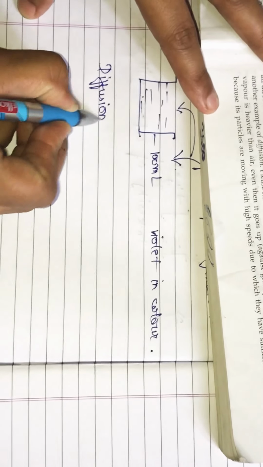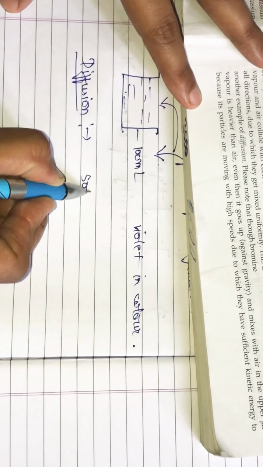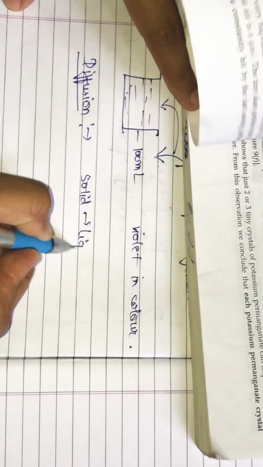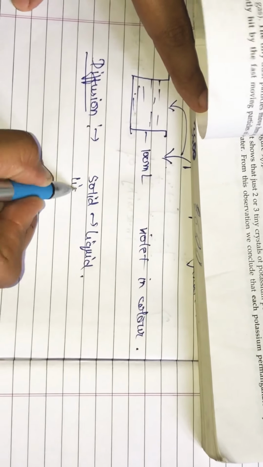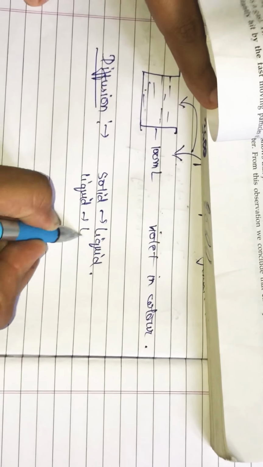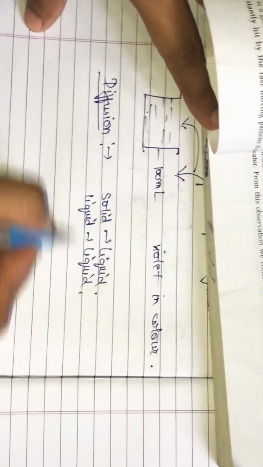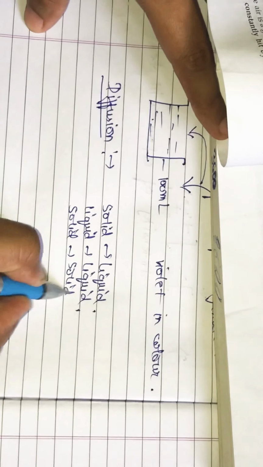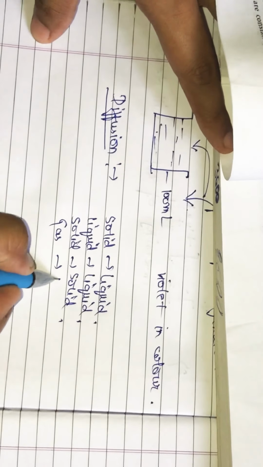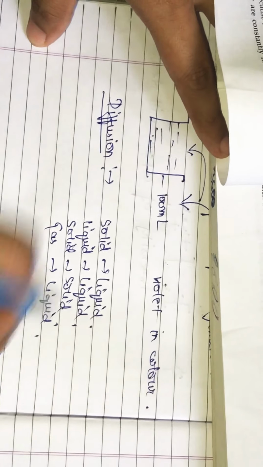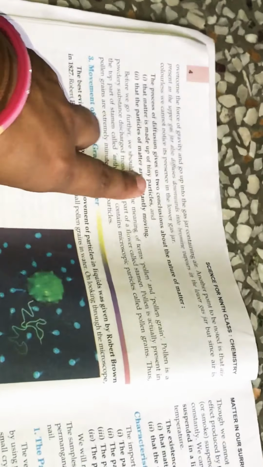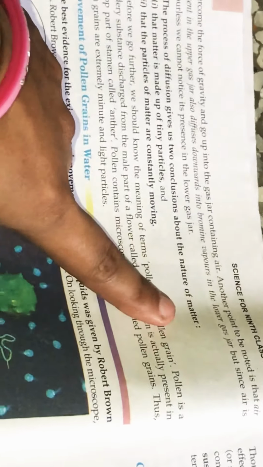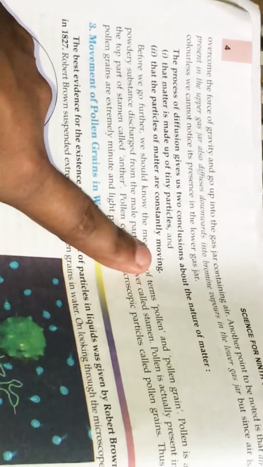Intermixing of solid to liquid, liquid to liquid, solid to solid, or gas to liquid, all these examples we have. Means intermixing of two states of matter is called diffusion. It is written that the process of diffusion gives you two conclusions about the nature of matter: the matter is made up of tiny particles, and particles of matter are constantly moving.